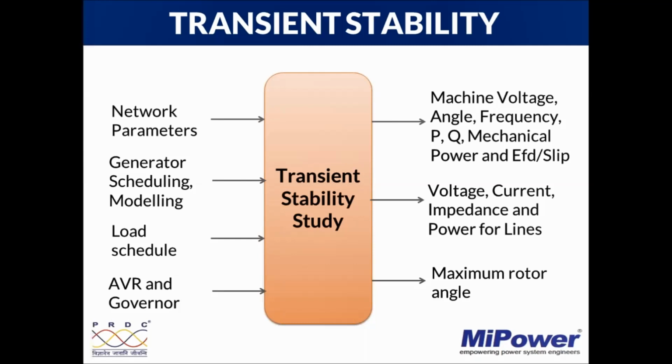The outputs from the transient stability study are the machine voltage magnitude and its angle, then frequency of machine, the real power, reactive power, mechanical power, and field voltage or slip. Also, the transient stability study will give the bus voltage, the current through the lines, the impedance of the lines, and power flow through the lines. It will also give the maximum rotor angle of machine.